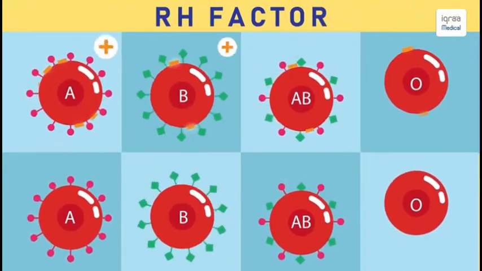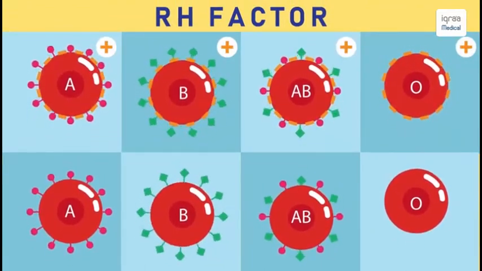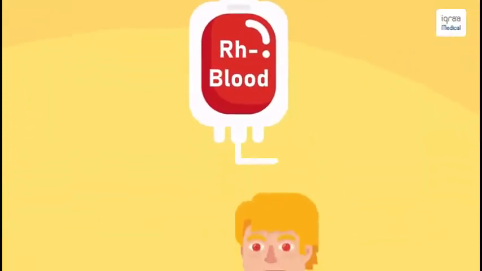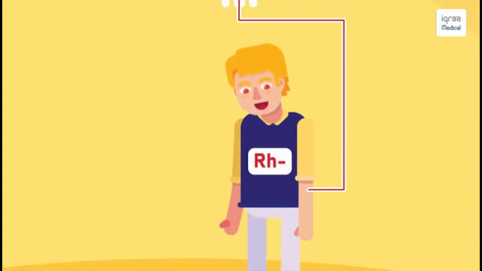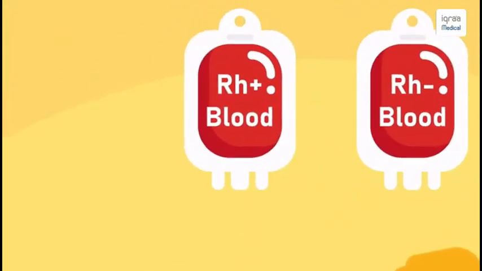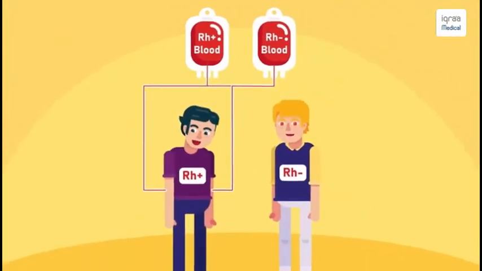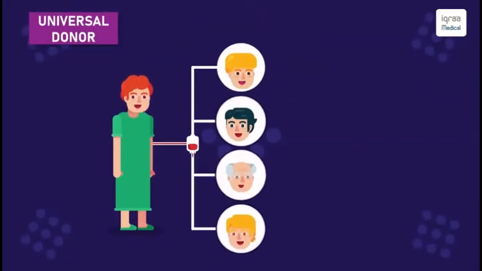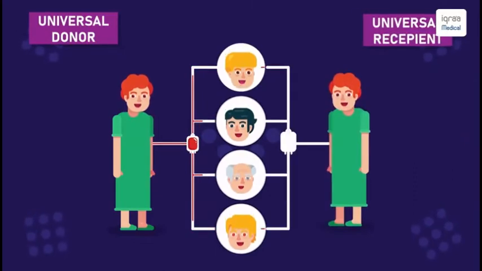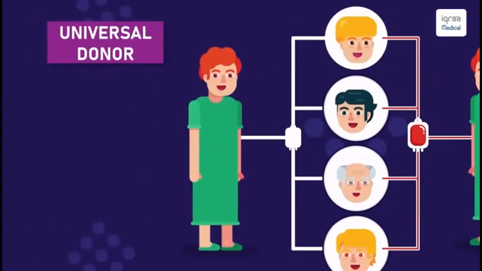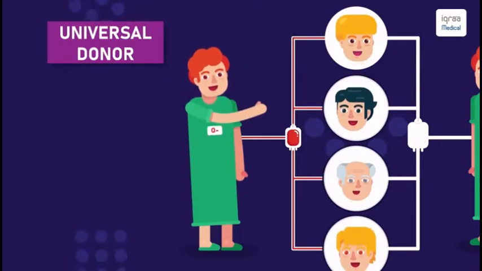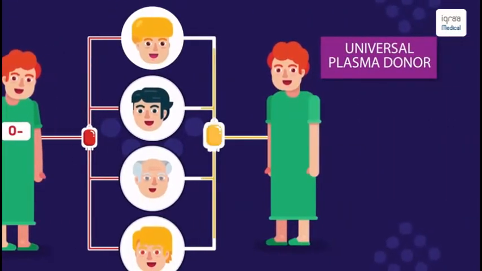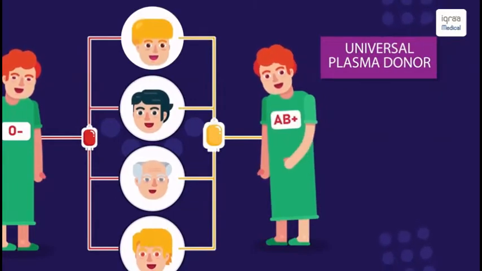Now, the next thing is to know about an interesting factor known as the Rh factor, which can be either present, positive, or absent, negative. In general, Rh negative blood is given to Rh negative patients, and Rh positive blood or Rh negative blood may be given to Rh positive patients. Are you a universal donor? A universal recipient? The universal red cell donor has type O negative blood type. The universal plasma donor has type AB positive blood type.